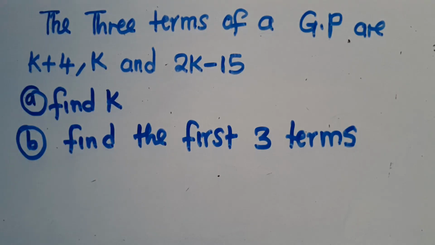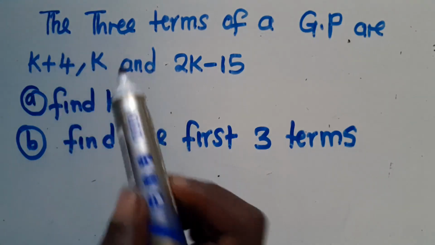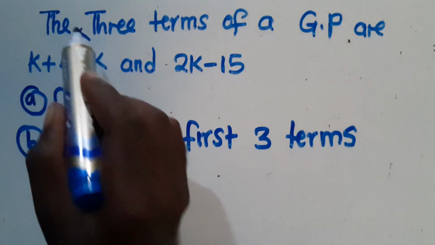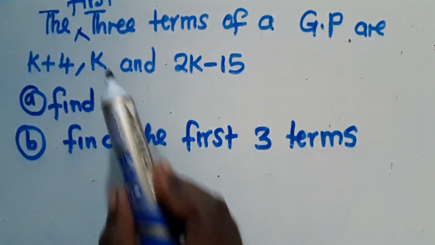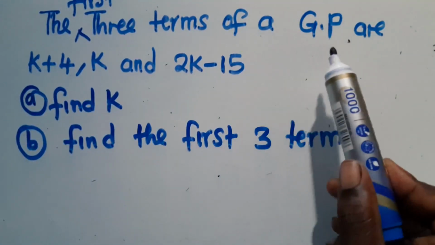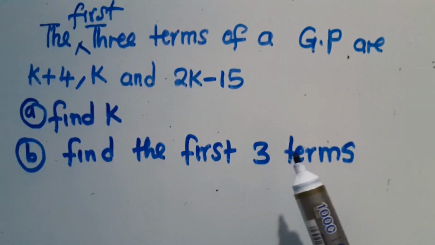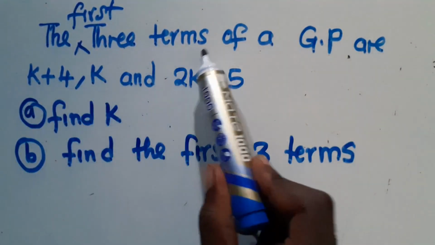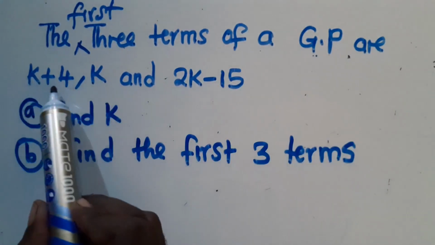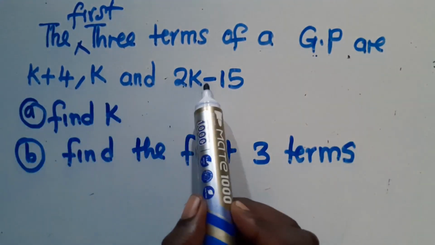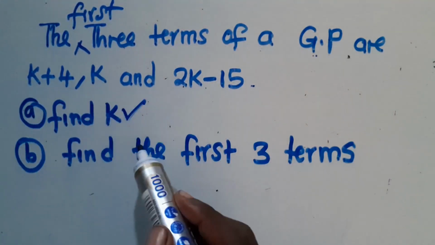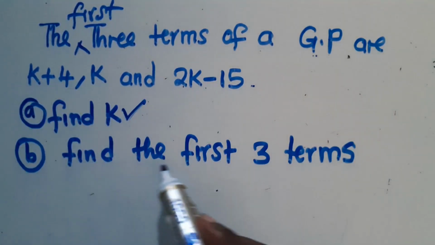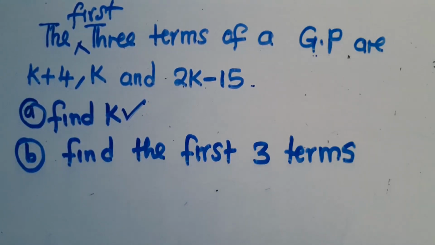Be studying these things. So now you are given the first 3 terms of a GP. The first 3 terms of a GP are k plus 4, k and 2k minus 5. You are asked to find the value of k and the first 3 terms. These are the questions that we want to answer.